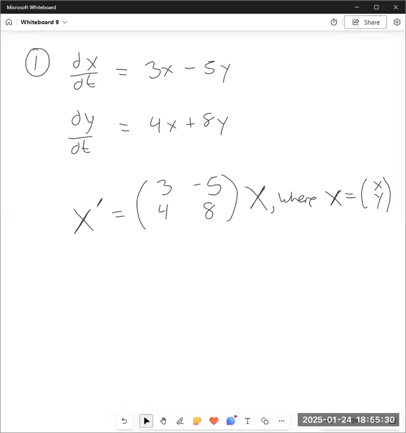So if I use matrix multiplication, like we learned about in linear algebra, and expand this out, I would get this system of differential equations that we have right here.